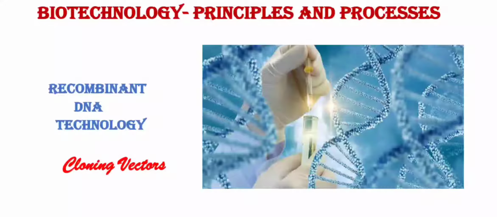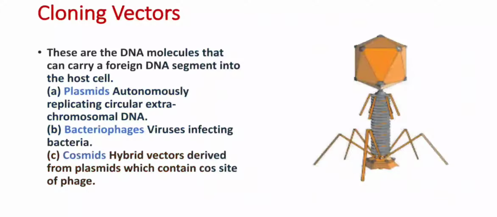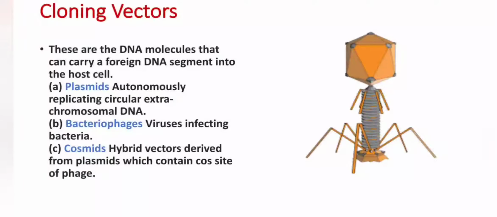Let's start the topic. Cloning vectors. Cloning vectors are the DNA molecules which carry the foreign DNA segment into the host cell. The different types of DNA molecules which can be used as cloning vectors are plasmids, bacteriophages and cosmids. Cloning vectors are also known as vehicular DNA or carrier DNA because they carry the foreign DNA, or we can say the gene of interest, into the host cell.